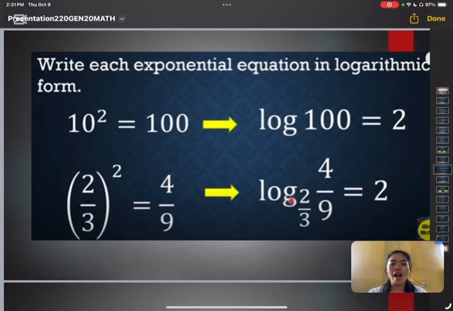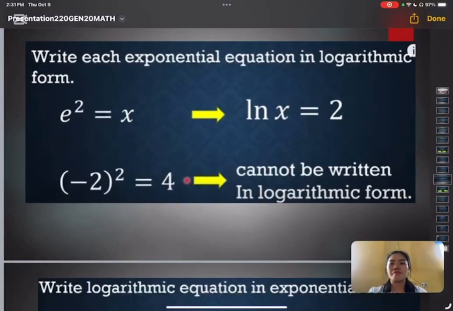Then next we have 2/3 raised to the power of 2 is equal to 4 over 9. So that would be log 4 over 9 with base 2 over 3 is equal to 2. Now let us proceed to more examples. Now write each exponential equation again in logarithmic form.